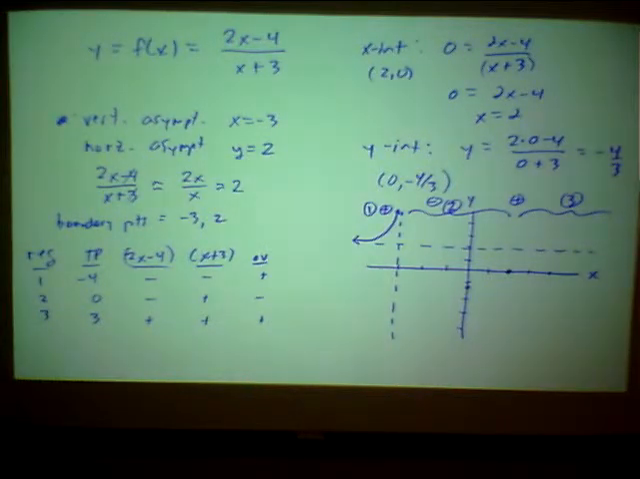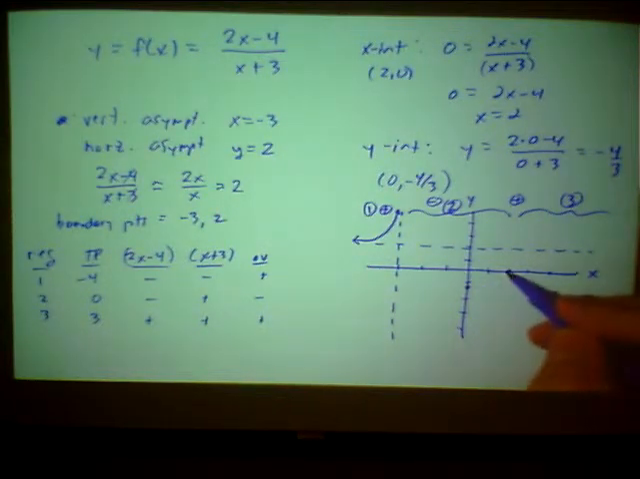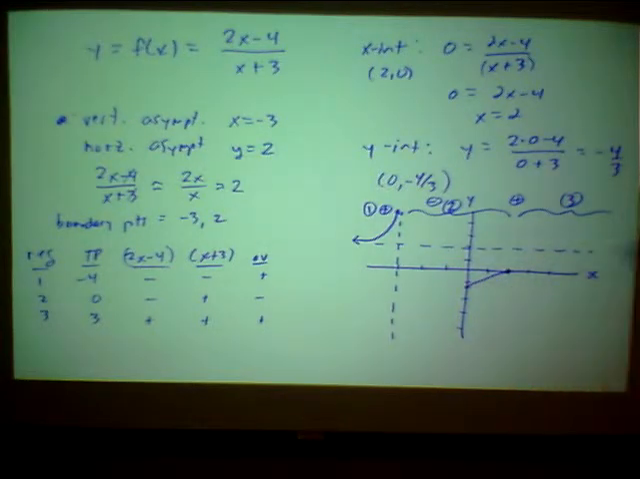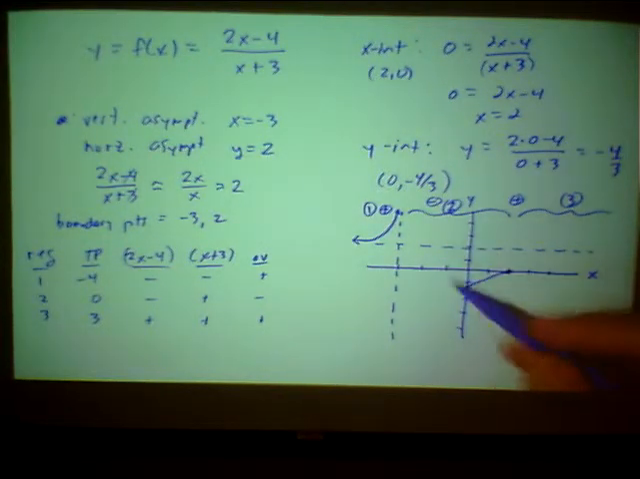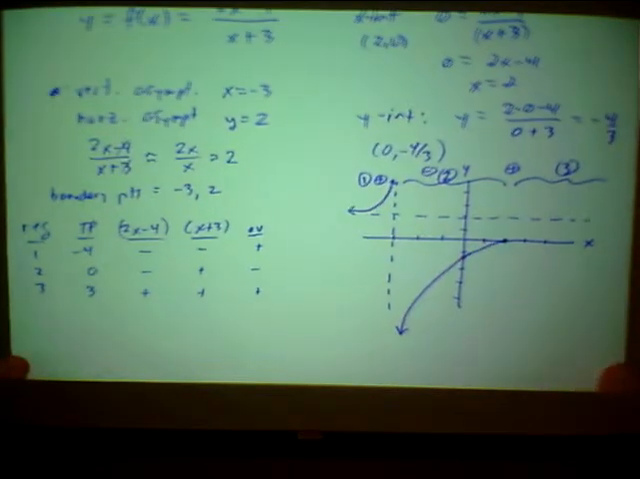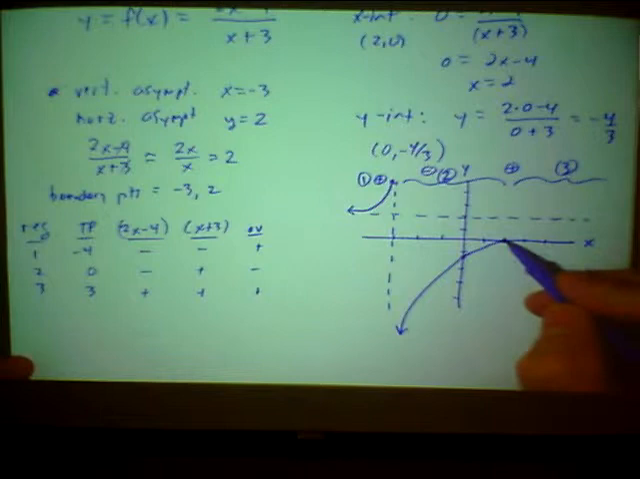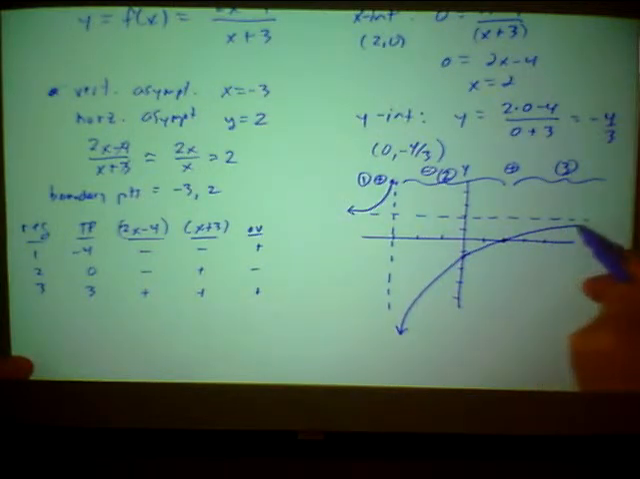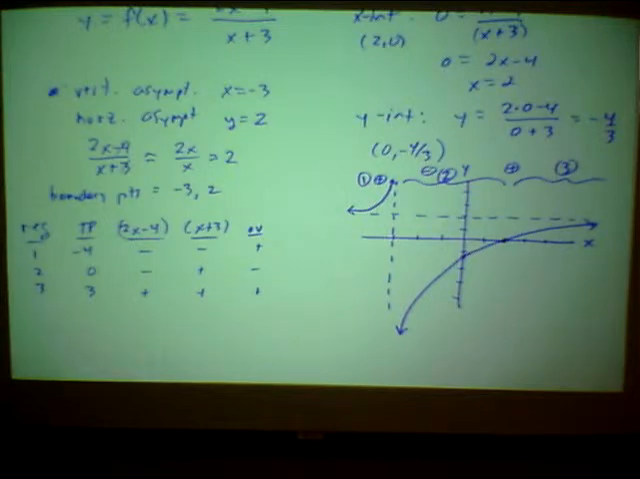Now for regions 2 and 3, I've got these 2 points, and I know those points are connected. When I see region 2 is always negative, and I've got this asymptote here, hopefully it makes sense that it would do that. And now when it goes positive, and I've got this asymptote up here, it's going to look like that. Once again, this is a little tricky sometimes. It just takes some experience, but doing enough of these, you begin to see what they're going to look like.